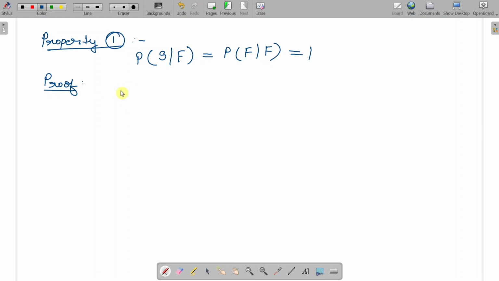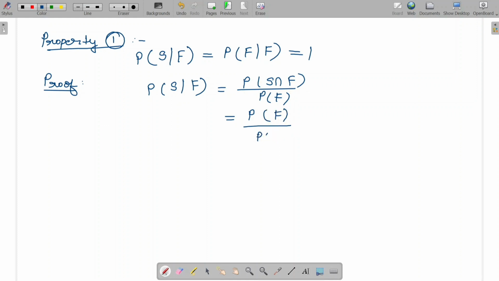So now what we will do is we will look at this first. The probability of the sample space such that F has occurred will be, by definition, probability of S intersection F divided by probability of F, by the definition of conditional probability. So this will be equal to probability of, now sample space intersection any event is the event itself, right? So probability of F will get divided by probability of F, which is equal to 1.